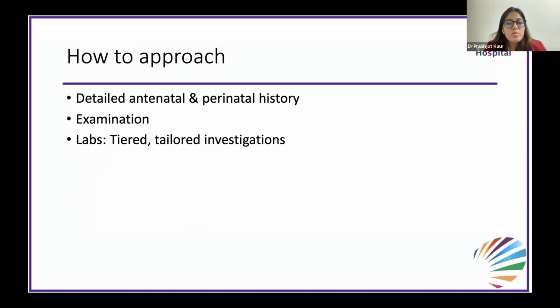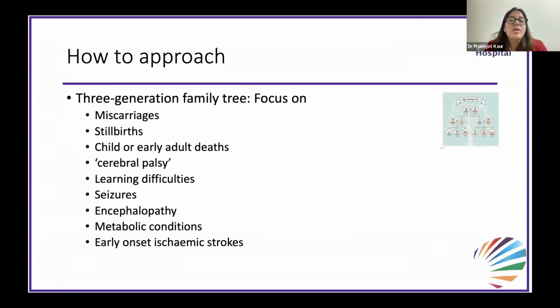So how do we approach whenever we have such a child who comes to us with encephalopathy with no clear history of a prior insult? So as any other clinical case, detailed history is important. But what is more important in newborns is that we need to have a very detailed antenatal, perinatal history, as well as a family history. Examination again is important. And laboratory investigations should be tiered investigations tailored to the clinical scenario. So the first thing that we need to know is a family history.